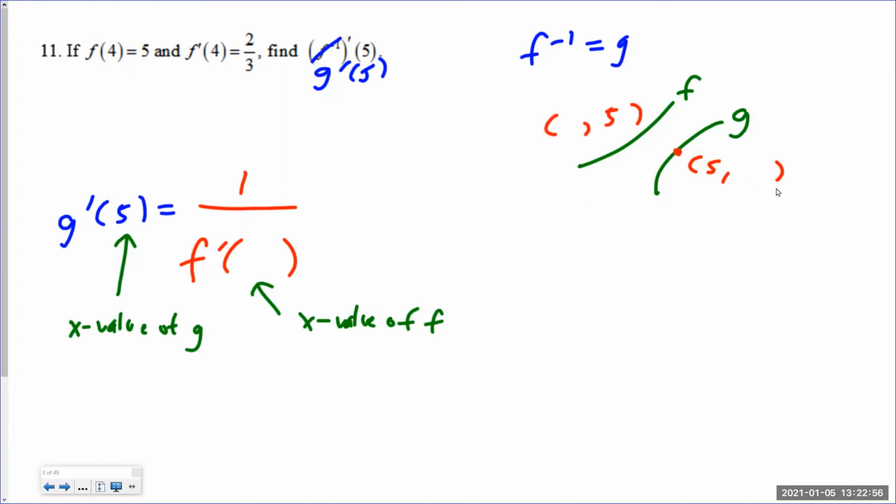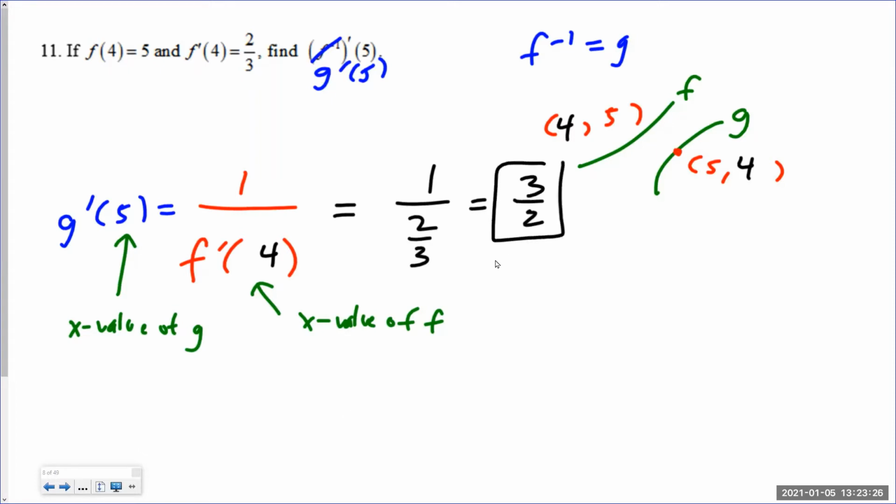Okay, so there it is. This is 5 comma something. This is something comma 5. Go back up to what they give you. What is this x value here if y is 5? 4. Okay, so I'm going to put 4 there, put 4 there, put 4 there. What's my f prime of 4? What's that? 2/3. So this is 1 over 2/3. Guys, what's 1 over 2/3? Flip it. What is it? 3/2. Is that right? Okay, so that is my answer.